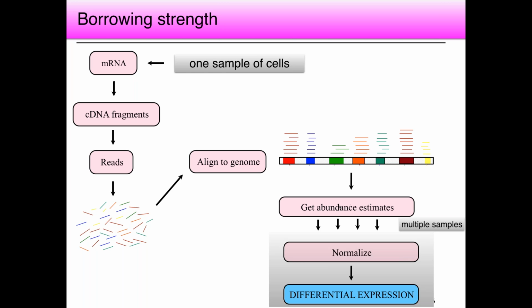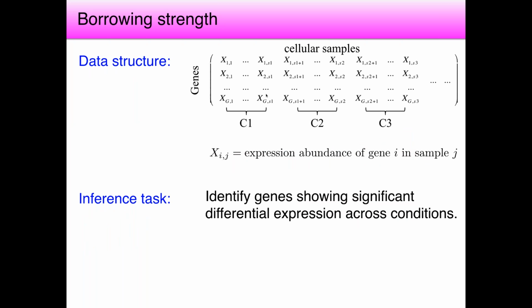You'll get multiple samples together. You'll normalize them to account for sampling-specific artifacts. And then we get down here to a problem of differential expression. We want to know which genes are significantly differentially expressed across different conditions. And the basic data structure that comes into the calculation, we've got genes on the rows. We've got different samples along here, and those samples can be bundled up into multiple conditions. The basic measurement, after all that processing, is a basic measure of expression abundance of a gene i in a sample.